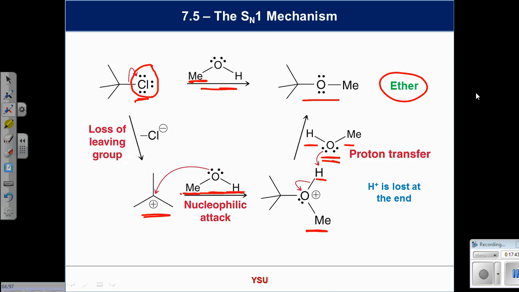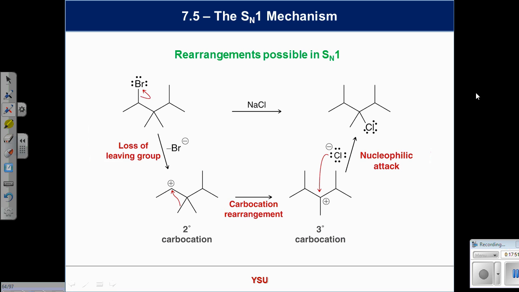So what we've done so far is say that halides can be good leaving groups, and also OH if you protonate it. We've expanded the sort of playing field for leaving groups. Well, the reactions we've done so far today involve proton transfer, they involve leaving groups breaking off, and they involve nucleophilic attack.